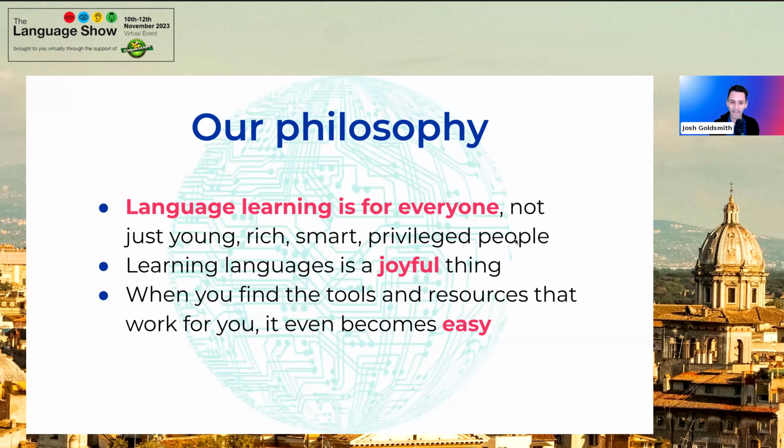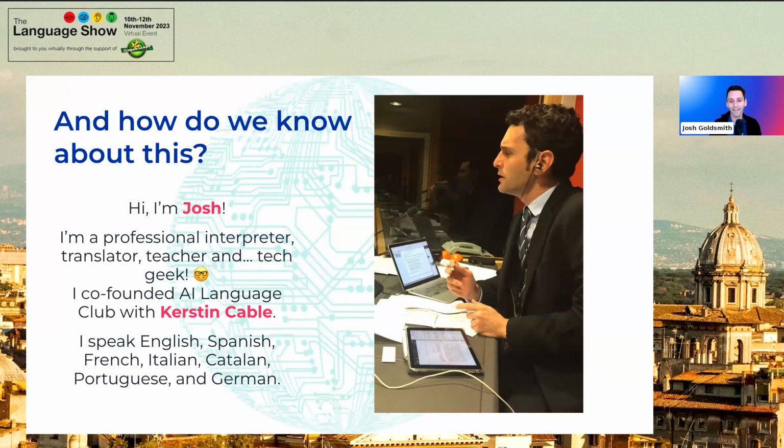And well, you might be wondering how I know that and who I am. I'm a professional interpreter, translator, teacher, and tech geek. Before I went into all of this, I was a language teacher, and I am the co-founder of AI Language Club with Kirsten Cable. And my languages, at least the ones I'm willing to do demos in today, are English, Spanish, French, Italian, Catalan, Portuguese, and German. And I saw quite a few of you working with these languages as well. So we'll have some demos in any of my languages as we go along.